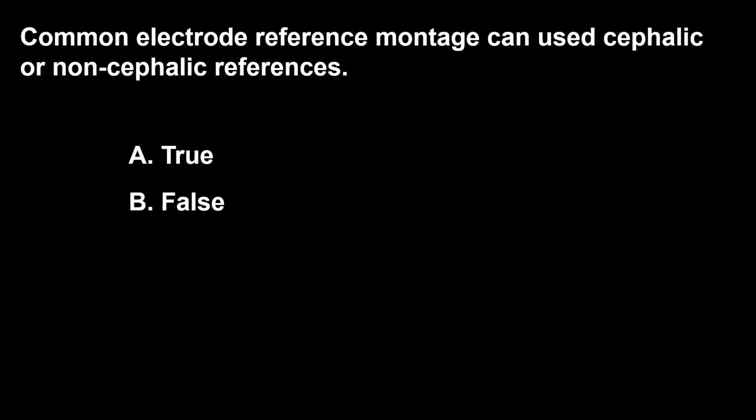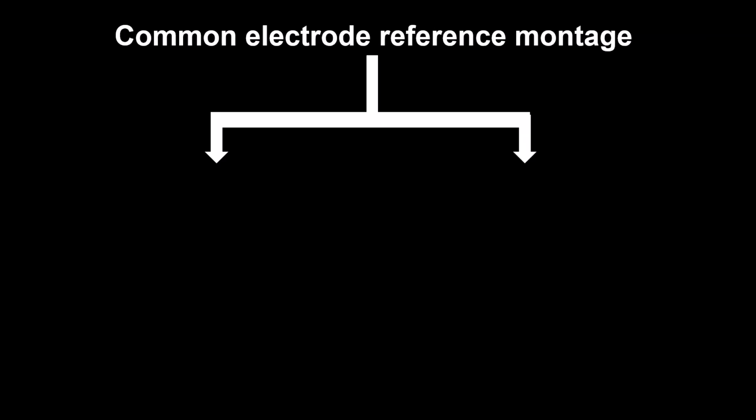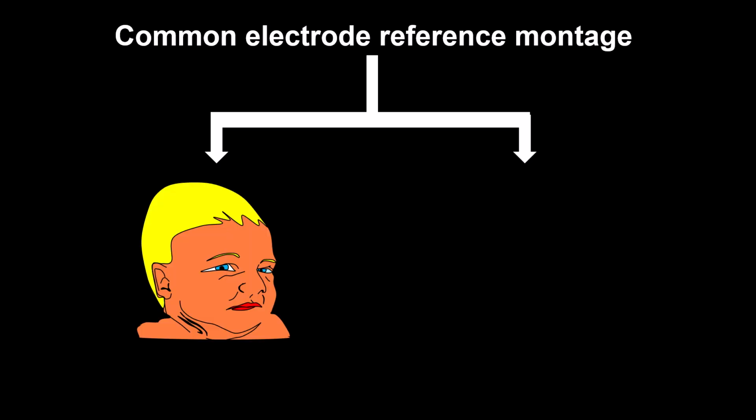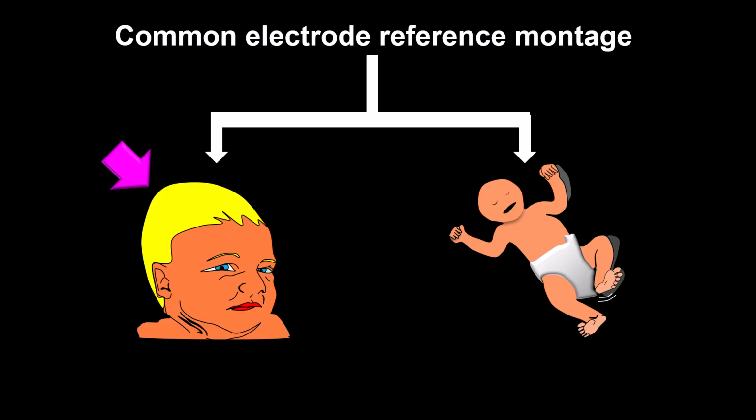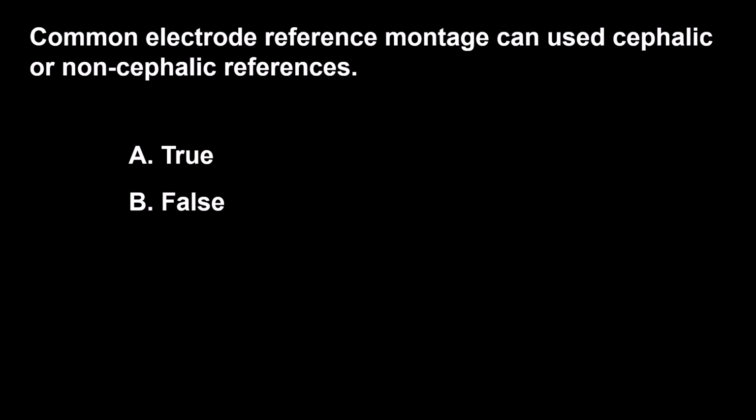Next question. Common electrode reference montage can use cephalic or non-cephalic references. A true, B false. There are 2 types of common electrode reference montage, cephalic and non-cephalic. In the head, the common electrode can be placed in the mastoid, in the ear, both ears, in the chin, forehead, or at the level of the scalp. In the body, the common electrode can be placed in the leg, in the anterior chest wall, and in the back of the neck. So the answer to this question is true.